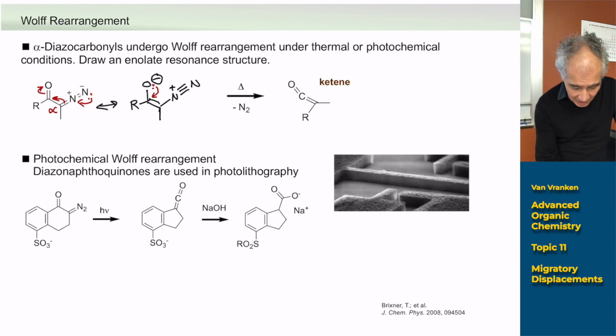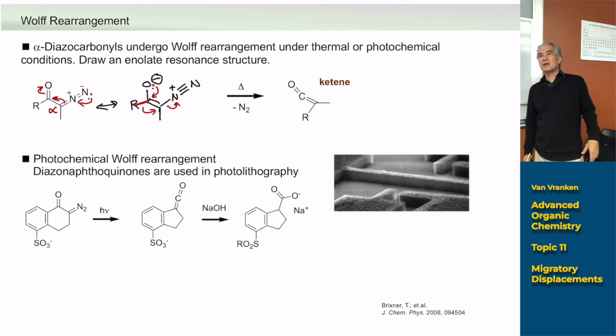It's going to make this bond here more nucleophilic. Longer, weaker, more nucleophilic. And that makes it possible when you heat this system up. If you heat this system, it'll migrate over. The R group will move over and push out that nitrogen gas leaving group.